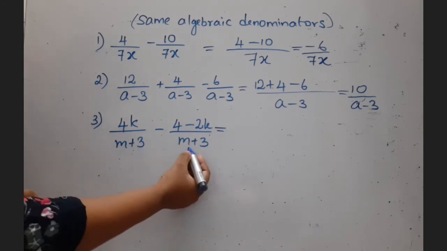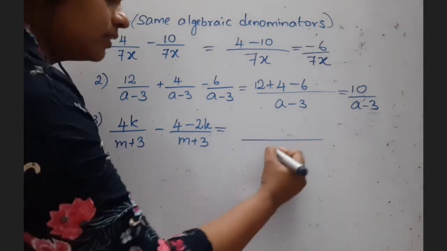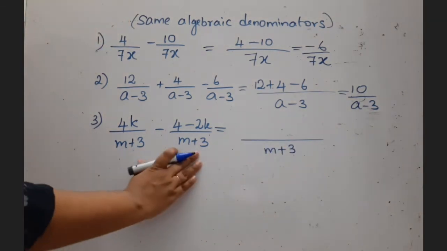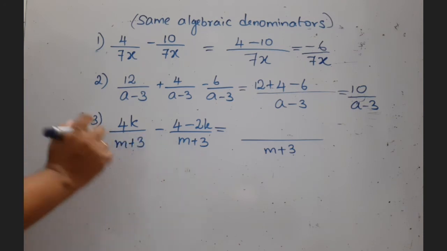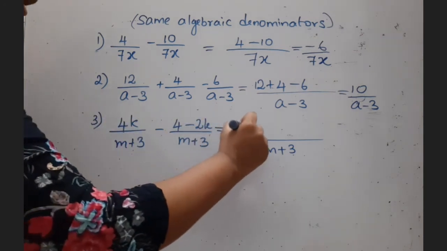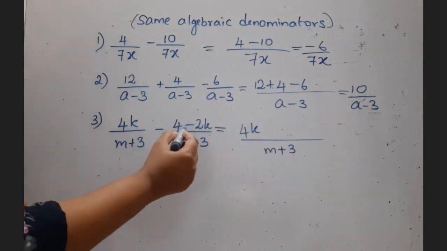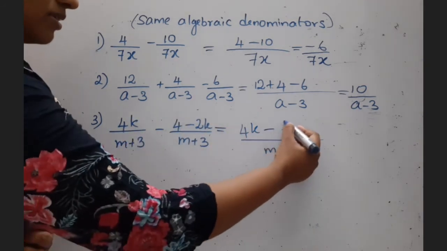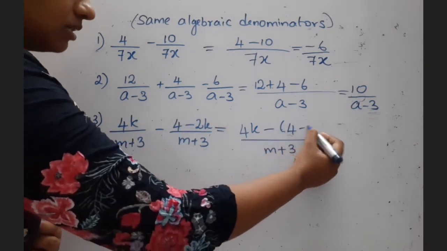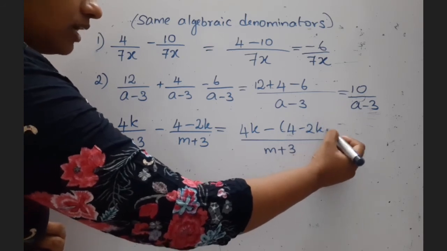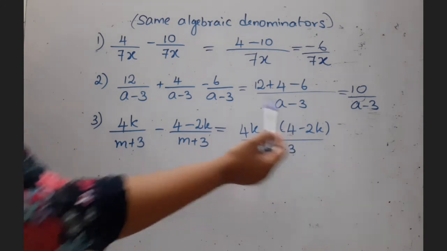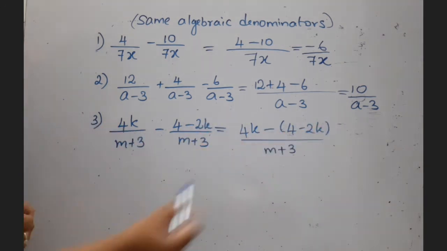Since both the denominators are the same, no need to make any changes to the denominator. Here it's 4k. Now I told you, when it is an expression, you should subtract the entire expression. So we write it within the brackets. Can you see here? We have put it in the brackets.